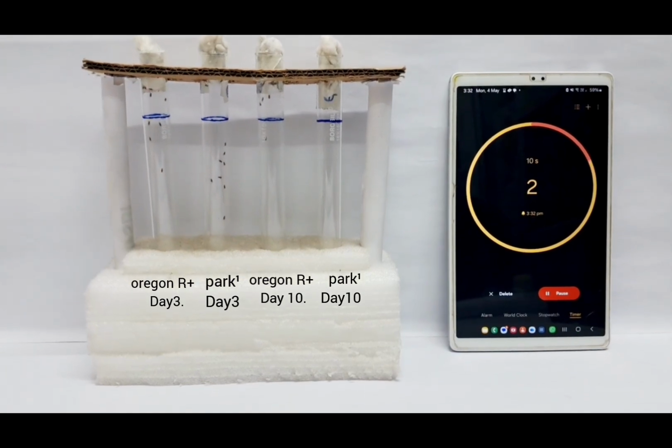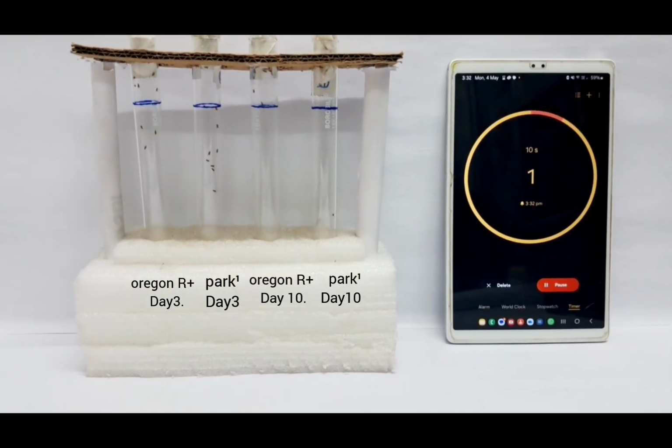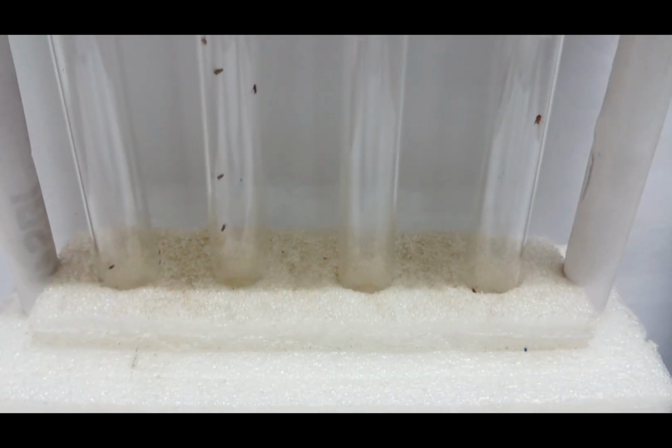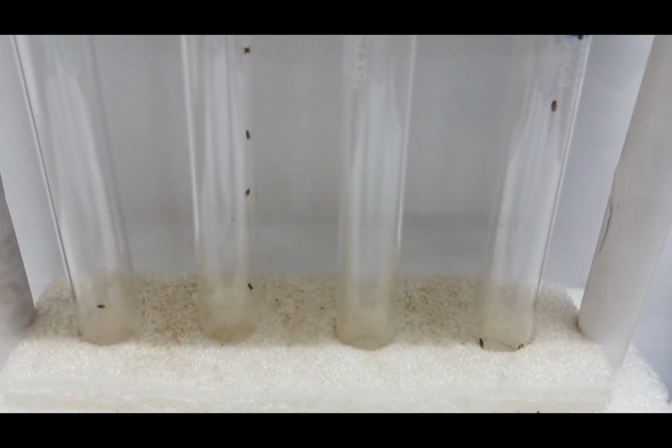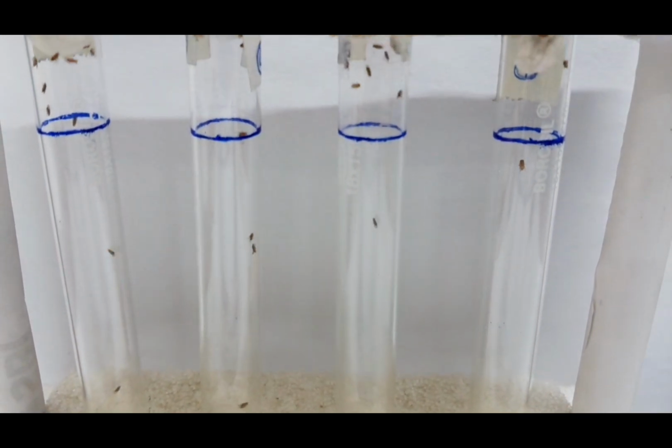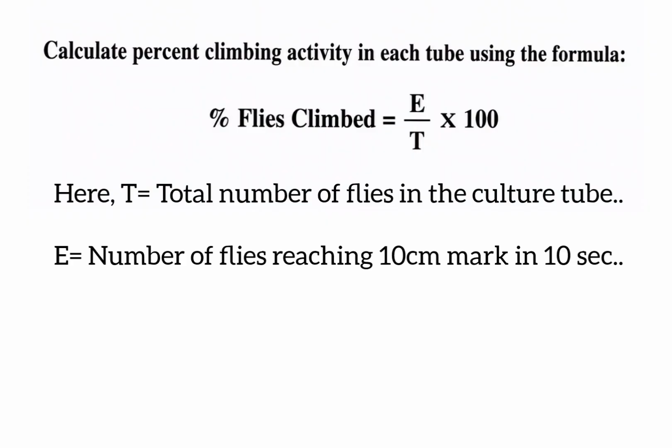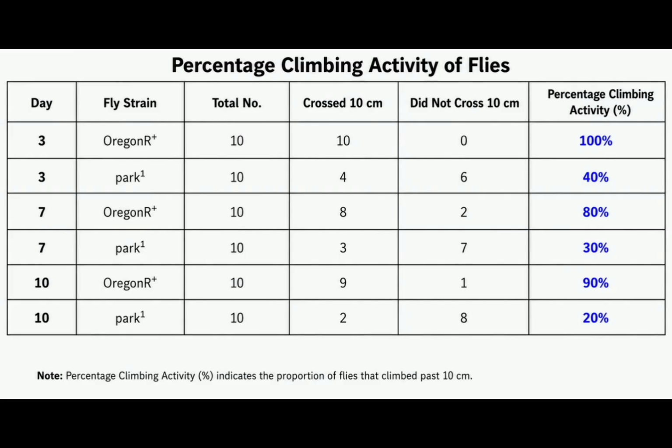Record the number of flies that cross the mark height within the given time. To calculate percentage climbing activity, given formula is used. So this is our data which we have recorded during this experiment.